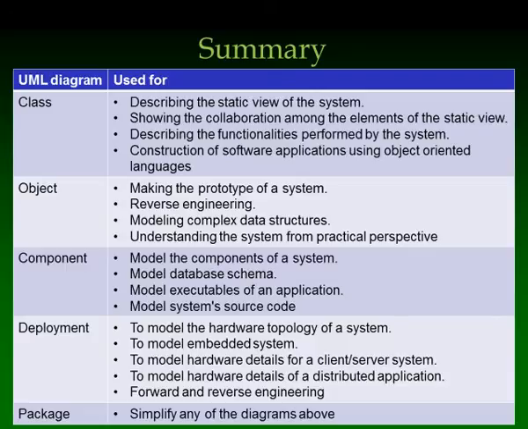Then you can use this to prototype. This is what the system will look like when you're doing it, and you can reverse engineer it and use it to model your complex data structures and to actually understand what's going on from a practical point of view. Then you've got your component diagram, which models all these things: components, database schema, executables, system source code. You've got the deployment diagram showing you where to put everything when we are going to deploy the system. And finally, you've got the package diagram, package notation to simplify any of the diagrams that we've seen so far and group things together. And so that is today's lecture, and we're done.